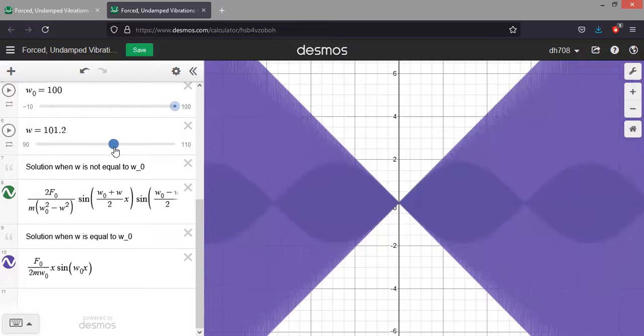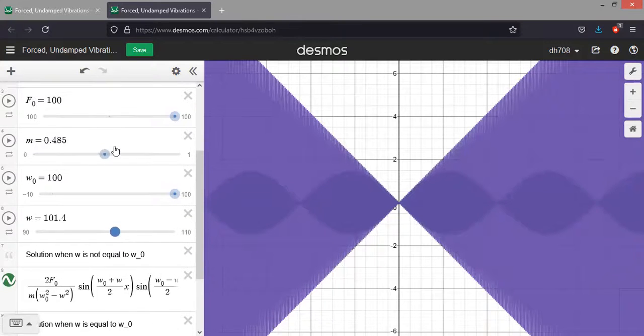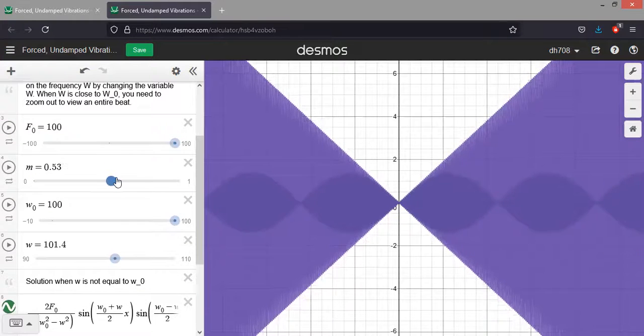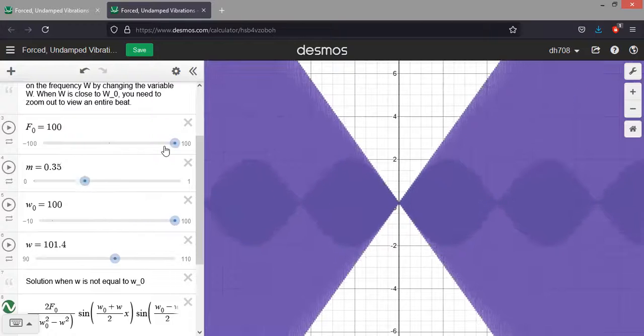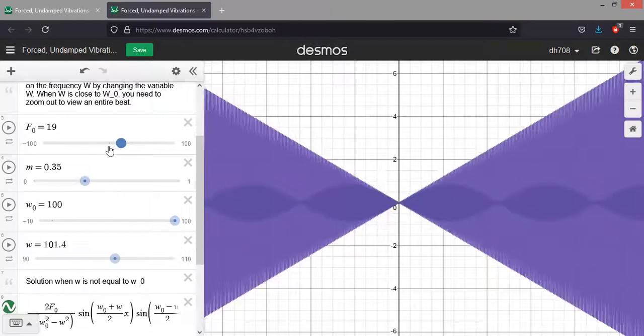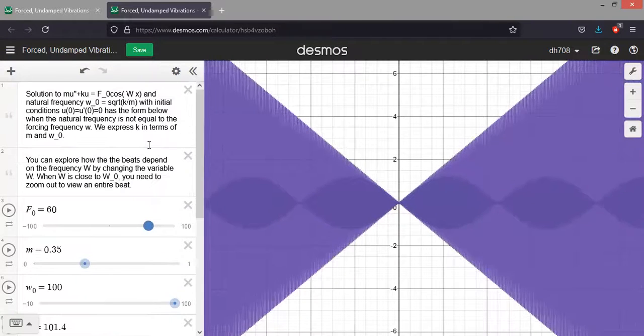So you can look at the demo yourself and fool around with it. So for instance, you could change the mass, see what happens. Change F naught, which is the force. And certain things like that.